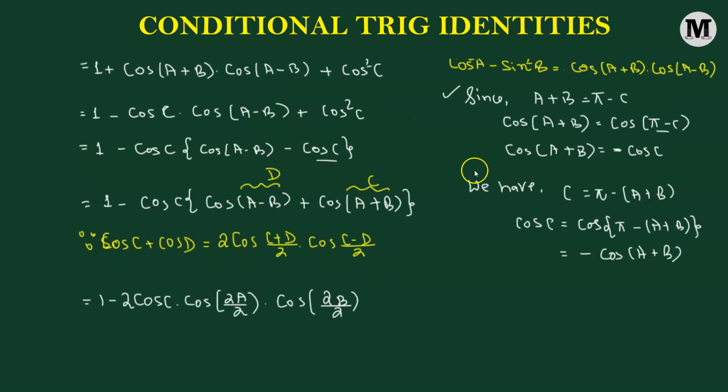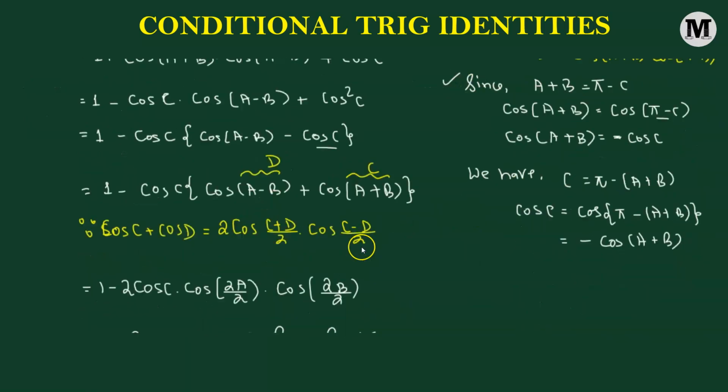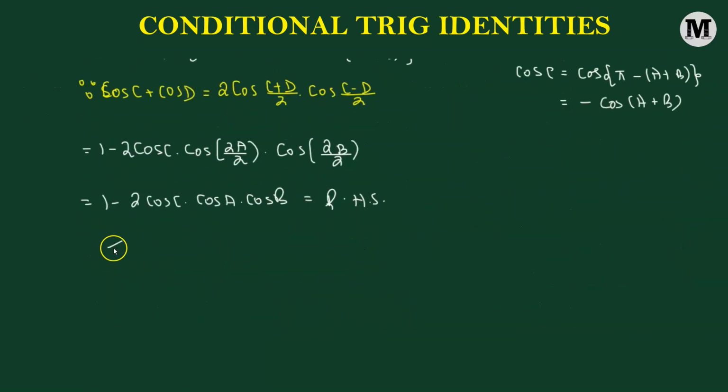Let's verify it. We needed 1 minus 2 times the product of cosine A, cosine B and cosine C. Here we have successfully shown that the left hand side equals the right hand side. Hence proved.